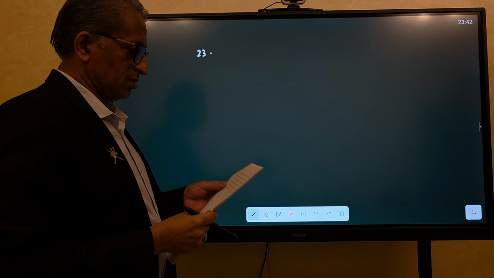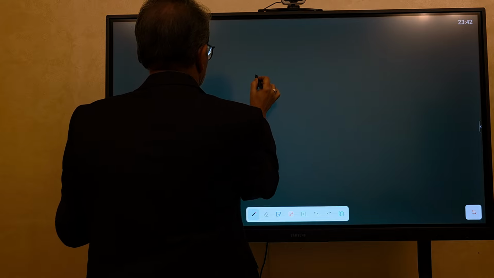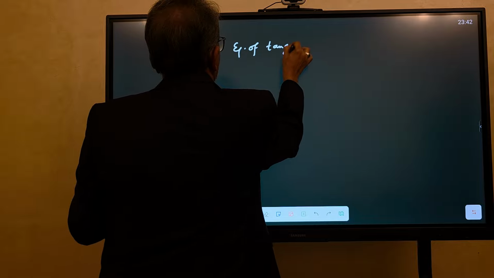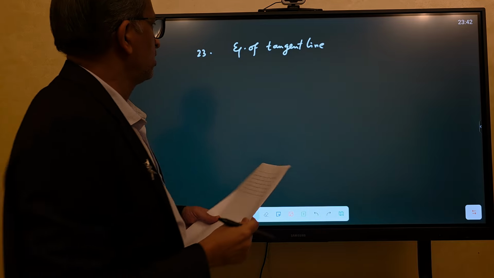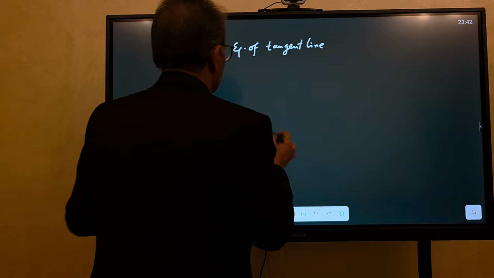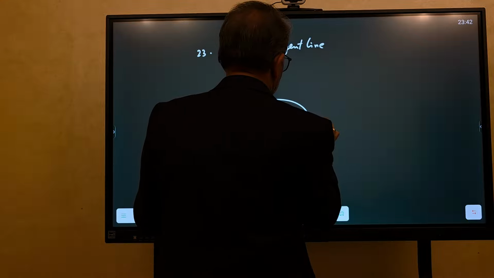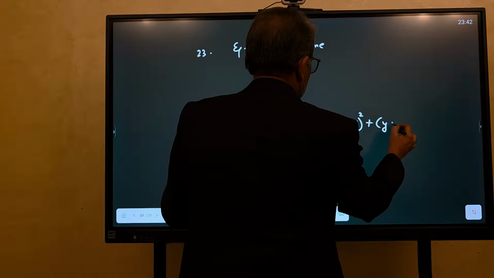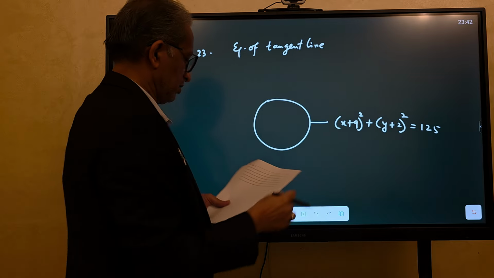Find the equation of the tangent to the circle. This is the question now: find the equation of the tangent line. This tangent line touches the circle at one point. You have a circle, and the equation of the circle is (x plus 9) squared plus (y plus 2) squared equals 125. This is the circle.